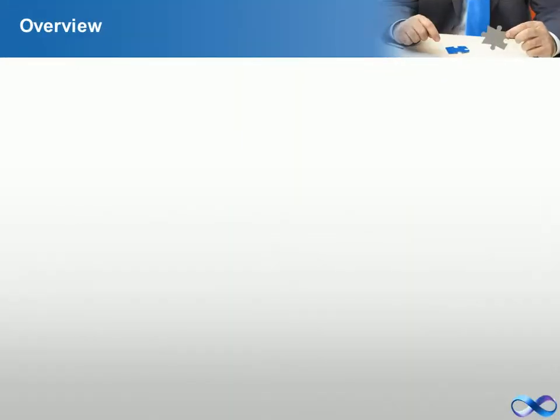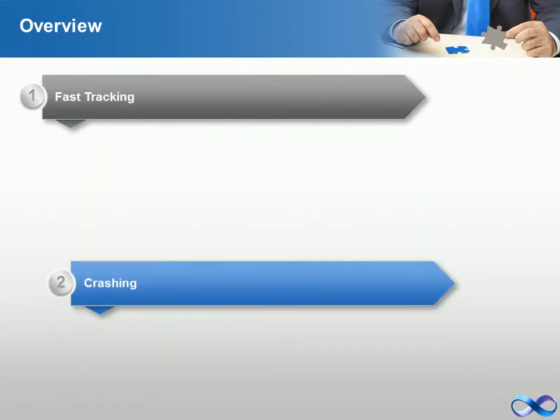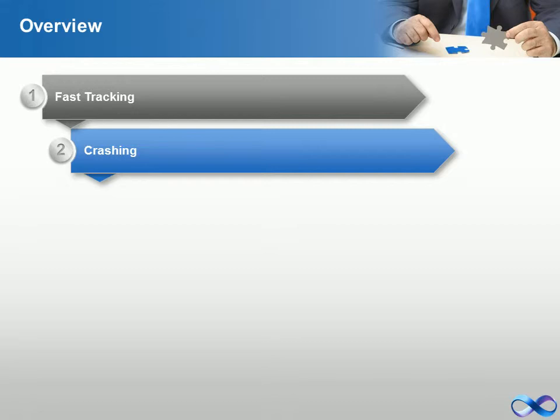Fast tracking and crashing are important project schedule compression techniques that help the project manager to shorten the duration of the project. These techniques are used to compress the schedule when no change in project scope is required.